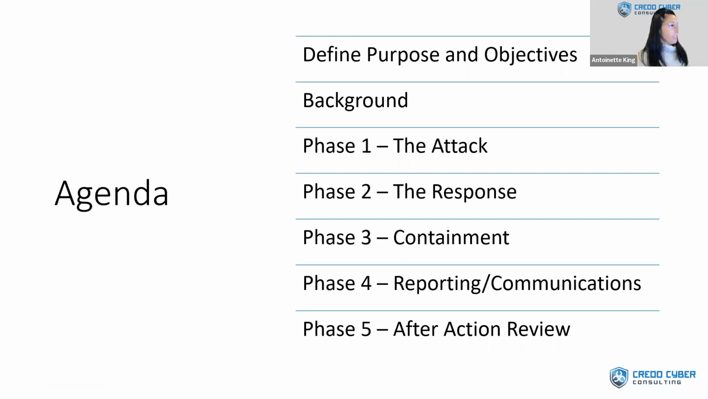So here's our quick agenda. We want to define the purpose and objectives, like why we're doing this. I want to give a little background, and actually I just realized the slides are swapped. So we'll do the background first and then we'll show you the purpose and objectives. It's going to start in phases. The first phase is the attack. The second phase is what the response is. Third phase is containment. Fourth phase is reporting and communications. And then the fifth phase is the after action review.